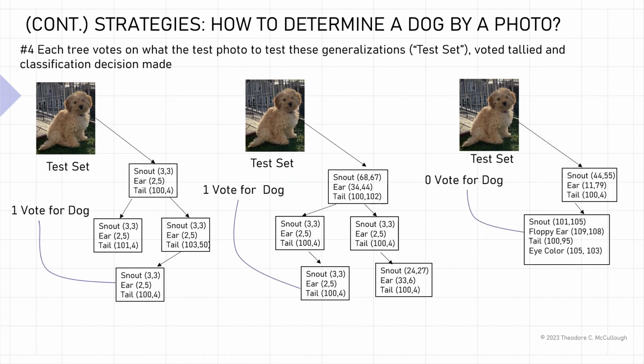Once you have your random forest built, then you're going to take a test set or a test image and pass it into each one of the trees in the random forest. And so each one of those trees is going to basically vote on whether or not the image is of a dog or not, and those votes will be tallied, and then finally a determination will be made whether or not the photo is of a dog or not. So here, for example, after we pass the test set in, by a vote of 2 to 1, the determination is made that it's of a dog.